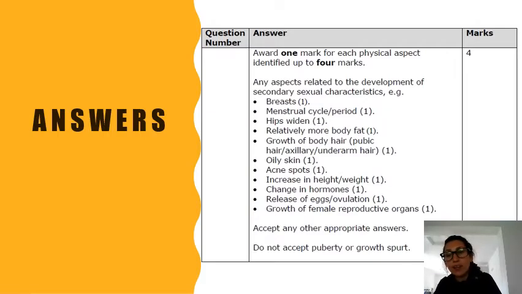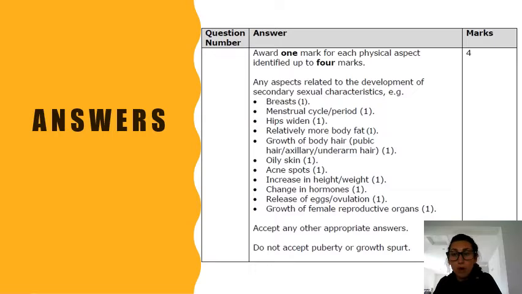So if you've got any of these, just tick them off. Don't forget you can have them in other terminologies as long as it links to the topic. So it does say e.g. breasts, so if you put it in a different term, that's completely fine, you can get a mark for that. And it does say at the bottom, accept any other appropriate answer. So if you have put something else and you're querying it and you're not sure whether to gain a mark, you can send me it and I'll let you know.